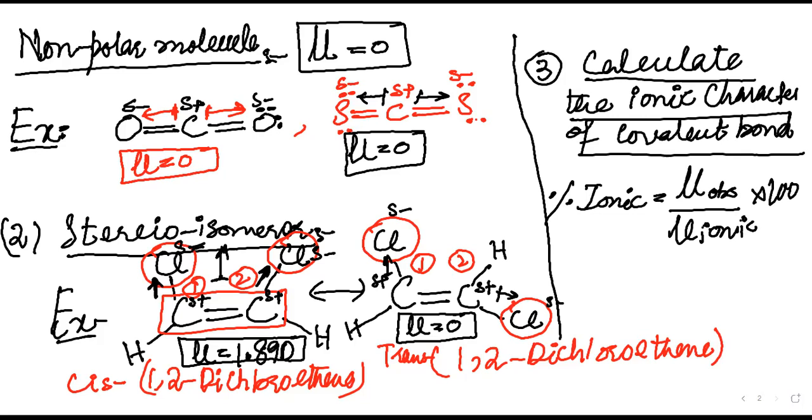In every statement, mu observed must be given, the value of dipole moment. And mu ionic is found with the formula q times r, charge times distance. I think you can clear all the points in this lecture.